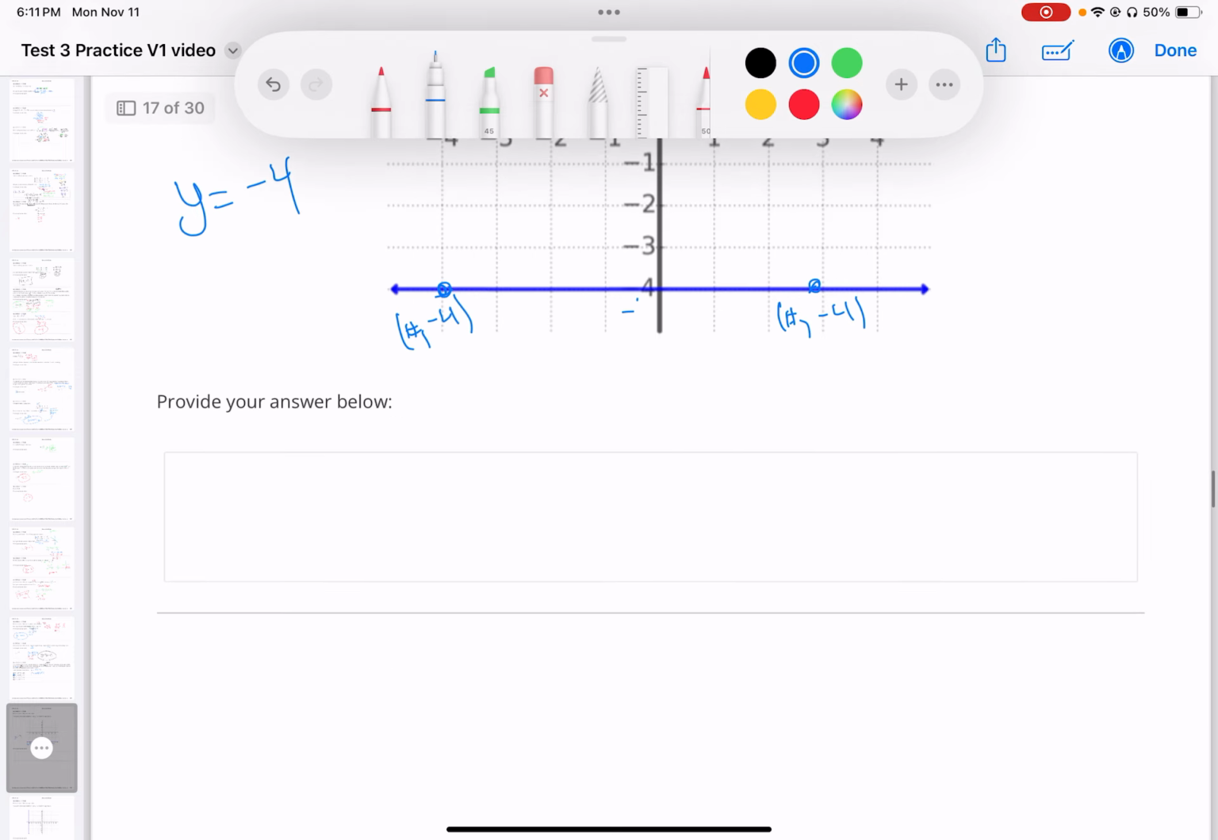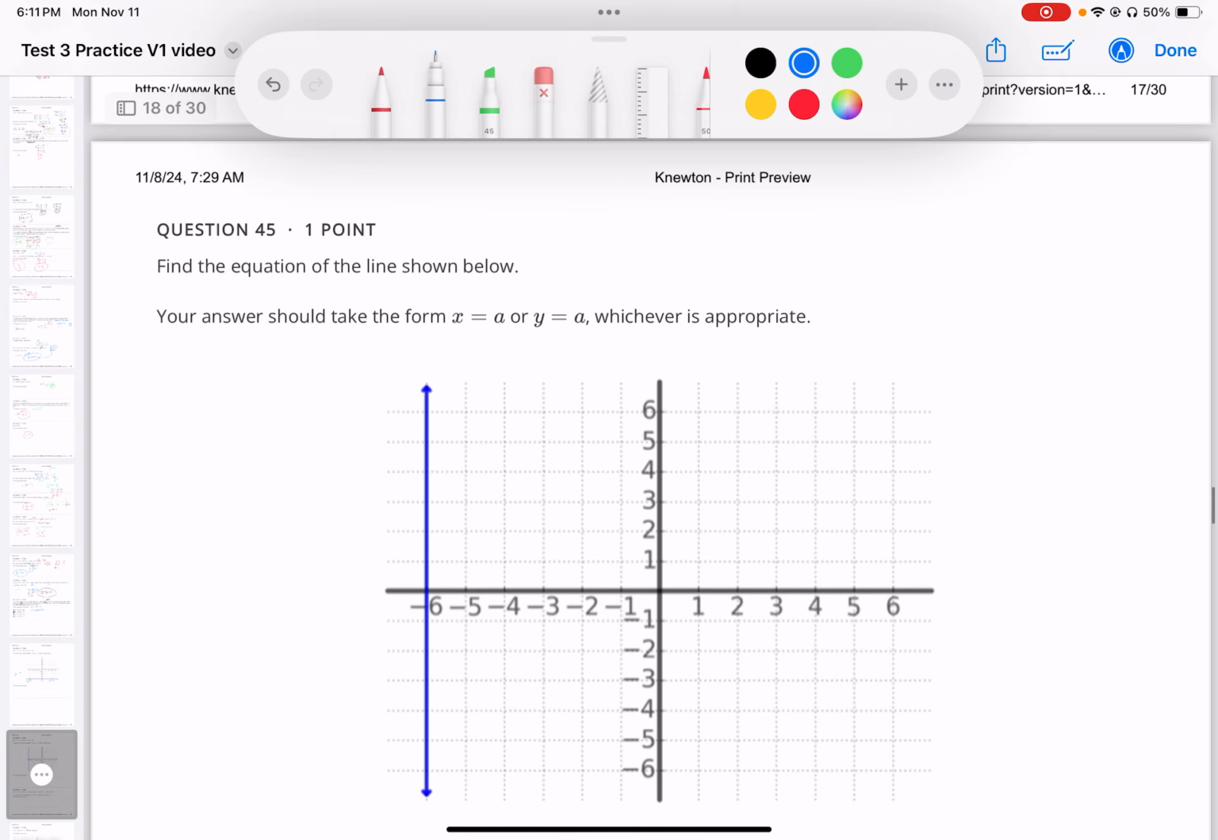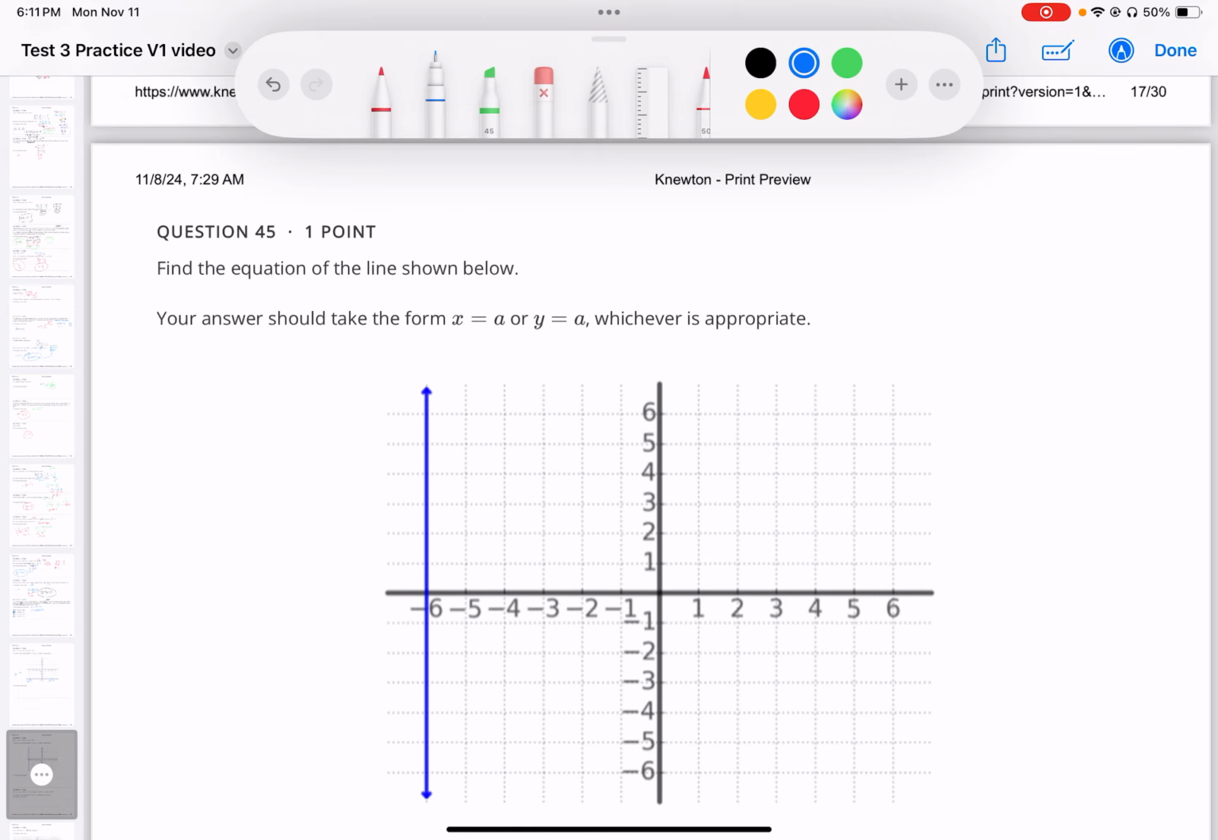Okay. All right. This next one is actually something really similar. So it says find the equation. This is where x is always equal to -6.